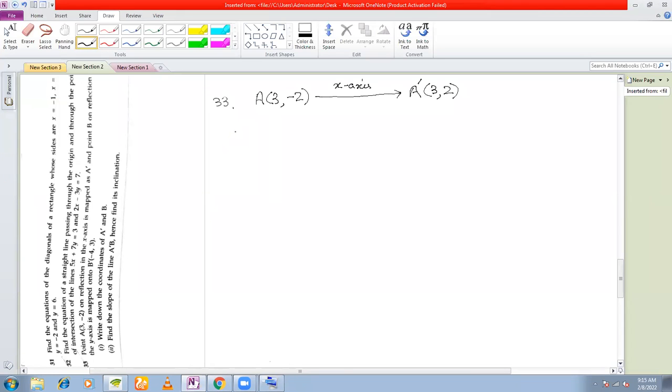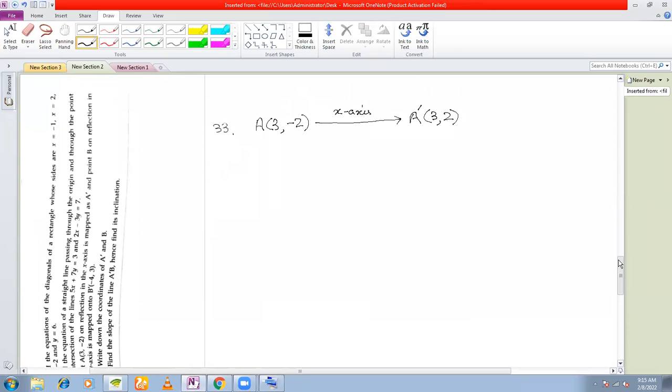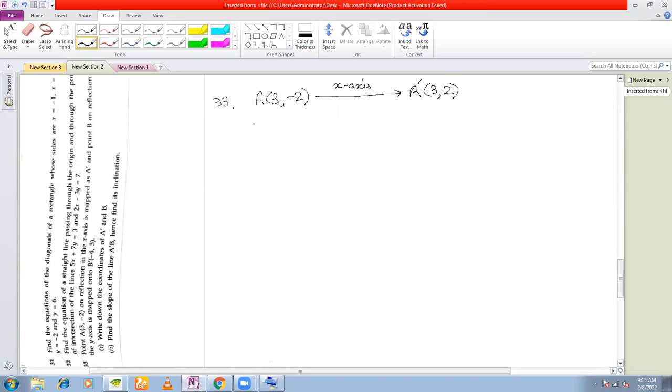Next is the point B, which on reflection in the y-axis is mapped to B dash. So B is mapped to B dash, or B dash is mapped to B, same thing. B dash is the image in the y-axis, and this is the object. Whether I say this is the object and this is the image, it's the same thing. If I consider one as the object, the other is the image, and if I consider the other as the image, the other one is the object.